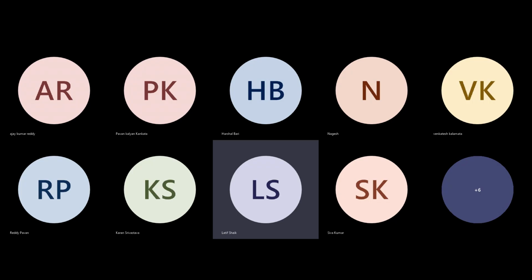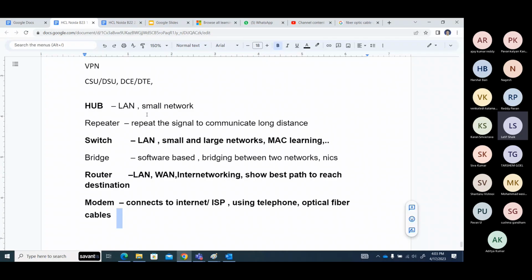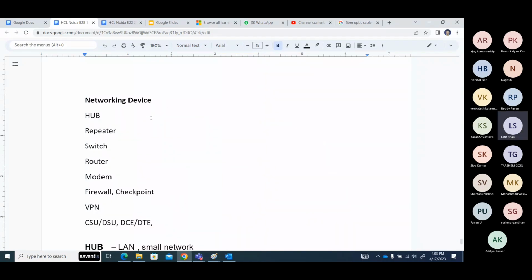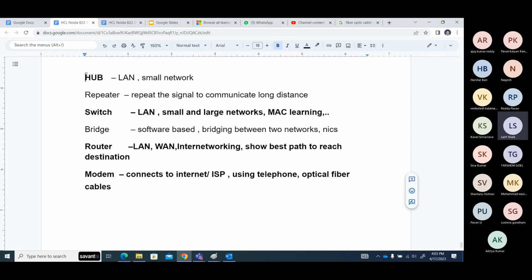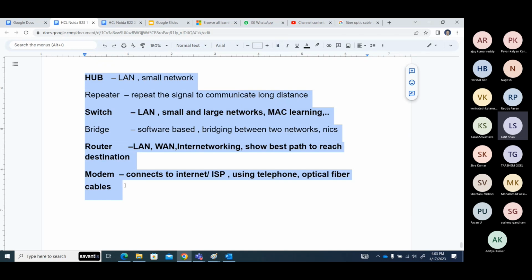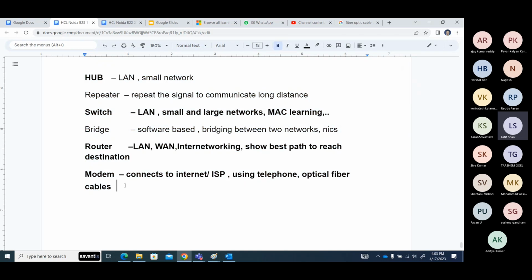Okay, so what are the networking devices? There are so many networking devices, for example hubs, switches, routers, repeaters, modems, firewalls, checkpoints, VPNs. Different devices are there. For us, the important ones are hubs, repeaters, switches, routers, and modems. Even a bridge is not much of a device now. Here the important ones are highlighted. I will give you a small overview here, and then one by one we are going to learn.